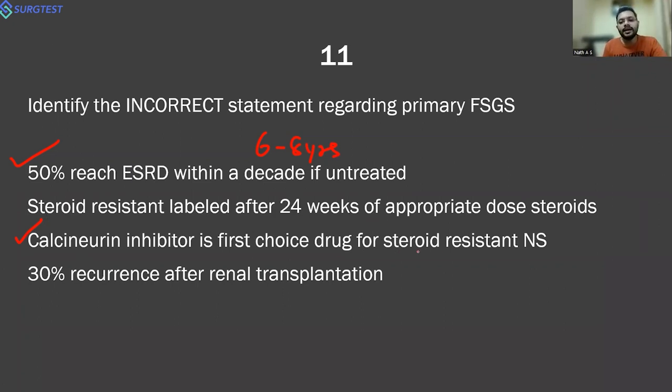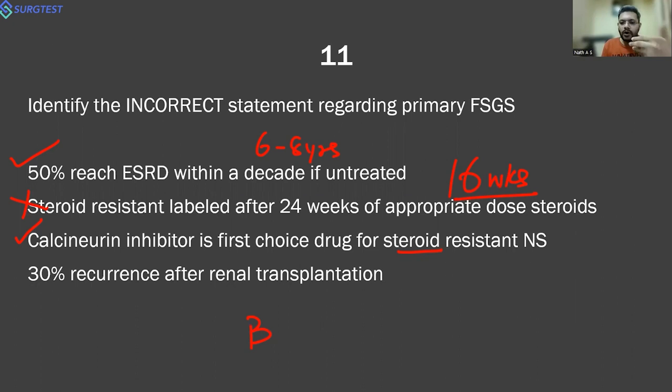So in steroid resistance, initially you give a trial of steroid in primary FSGS for a duration of 16 weeks. So that's why option B is wrong. I mean, option B is correct, but the statement is wrong. The answer to the question is B, because the answer is 16 weeks. So you give appropriate dose steroids, 1 mg per kg, for 16 weeks.